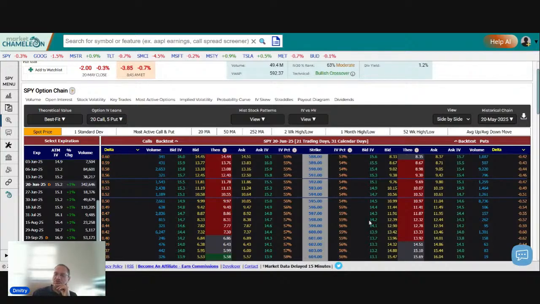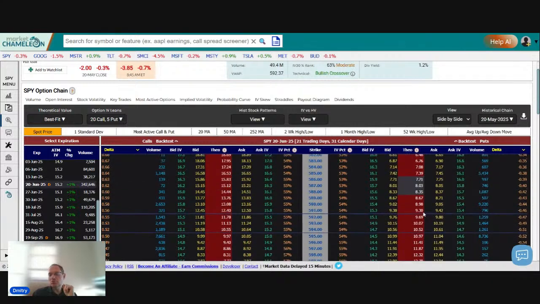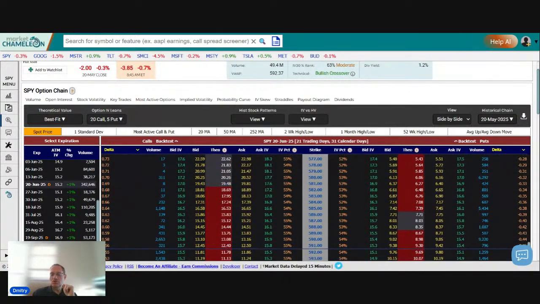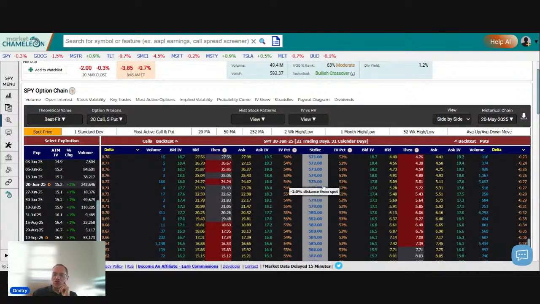So when we're looking at the options chain, on the left-hand side we have calls, and on the right-hand side we have puts. Since we're looking at the puts in our example, we're going to focus on this right-hand side, and these are the strikes. So let's first do an out-of-the-money put spread. I'm going to go down in strikes and just pick some random. So here's a put 3% out of the money.